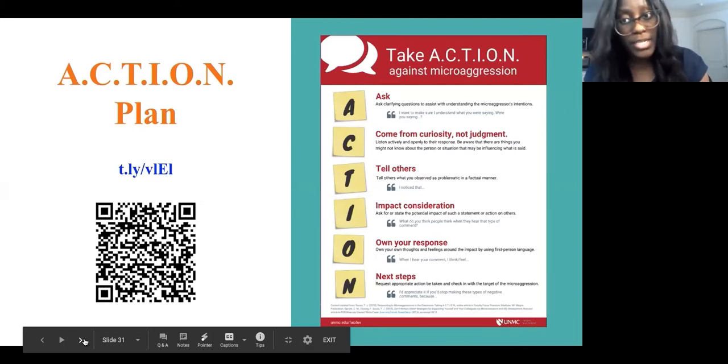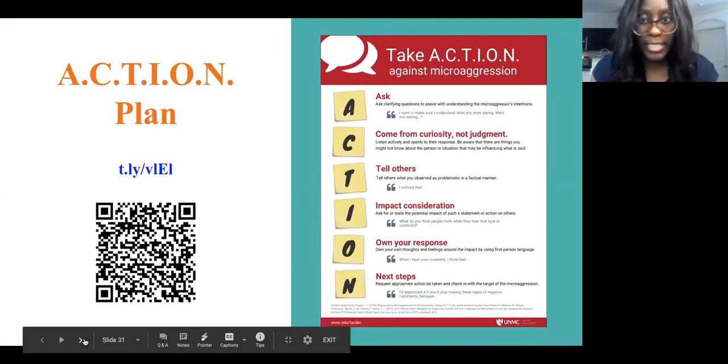One way that we can do this is through the ACTION communication tool. Please take a moment to use the URL link or scan the QR code so that you have access to it. Please keep it open because we're going to use it for our last vignette. And I'm going to drop the link here as well and give you a moment to pull it up before we move on. Can we go to the next slide?